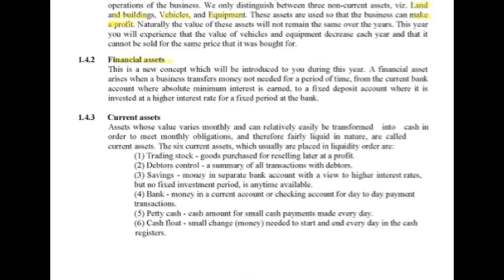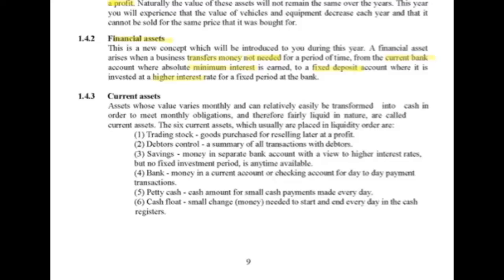A financial asset arises when a business transfers money not needed for a period of time from its current bank account, where absolute minimum interest is earned, to a fixed deposit account where it's invested at a higher interest rate for a fixed period at the bank. So your fixed deposit is just a better account to keep money in that does not need to be used right now. So it can just lie there and accumulate interest. So we call that passive income for the business.